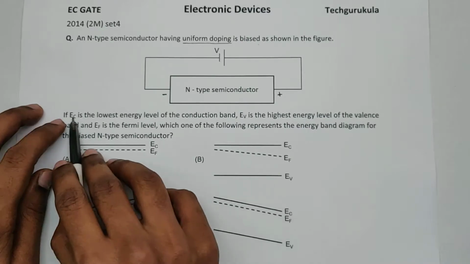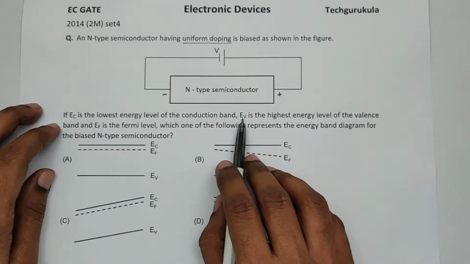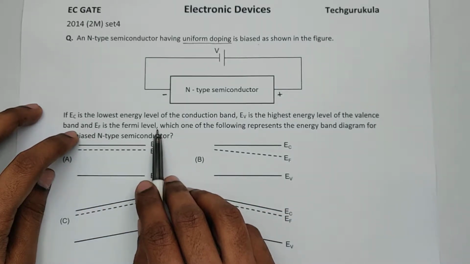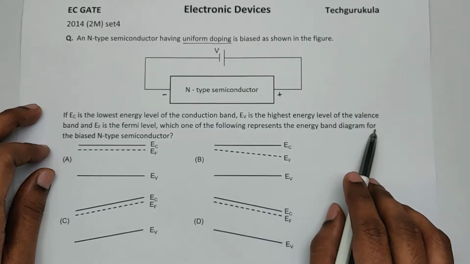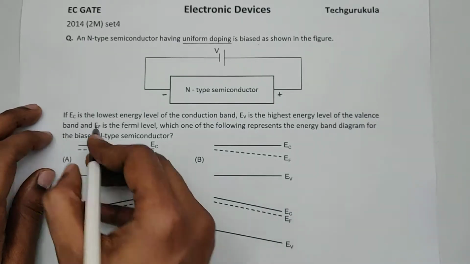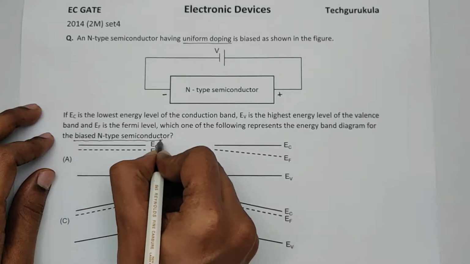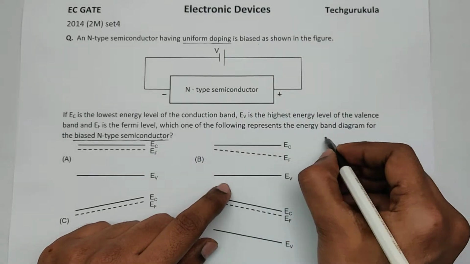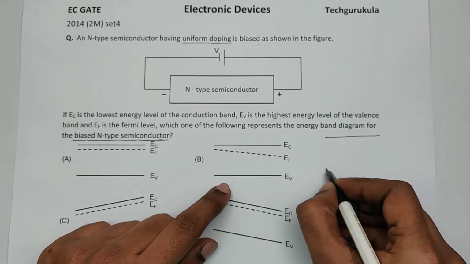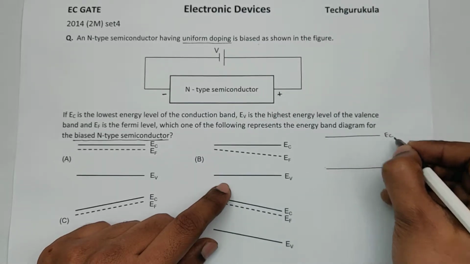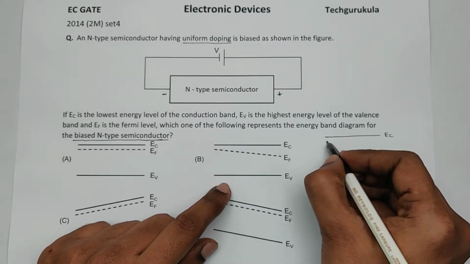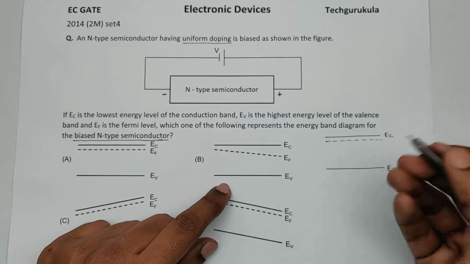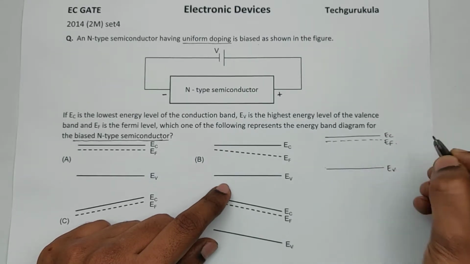If EC is the lowest energy level of the conduction band, EV is the highest energy level of the valence band, and EF is the Fermi energy level, which one of the following represents the energy band diagram for the biased n-type semiconductor? It's very clear, it's a biased n-type semiconductor, because in general for an unbiased n-type semiconductor we know the energy band diagram. I'm writing here the unbiased one. This is EC, this is EV, and in an n-type semiconductor, EF will be somewhere here, closer to EC than EV. So this is EF in n-type semiconductor.